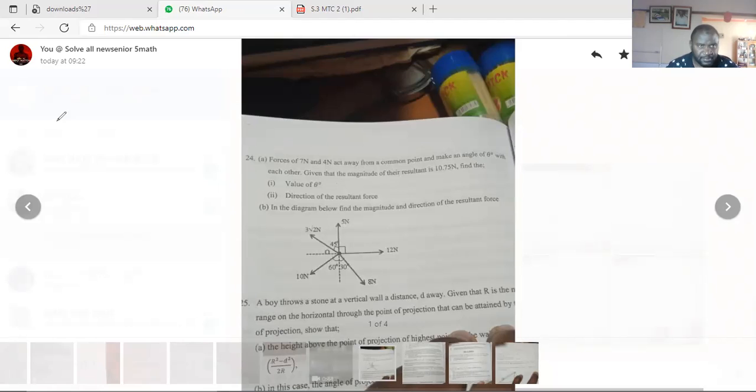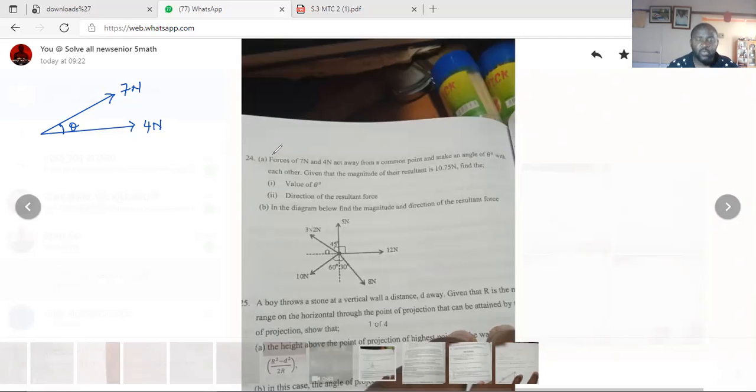Now, these two forces are acting away. One force is acting that way, perhaps another is acting that way. The two forces are acting away from each other at an angle theta, which we don't know. But these two forces are 7 newtons and 4 newtons. And they have told us they have a resultant, which is 10.75. So if their resultant is 10.75, now this is what we can handle.